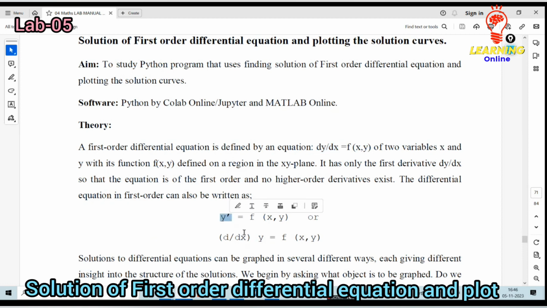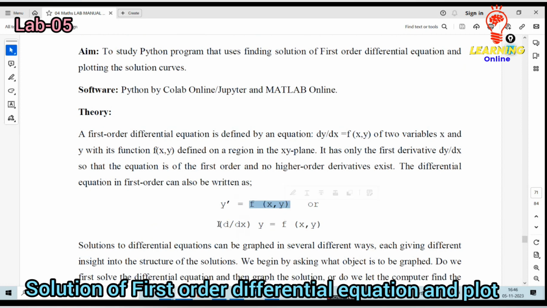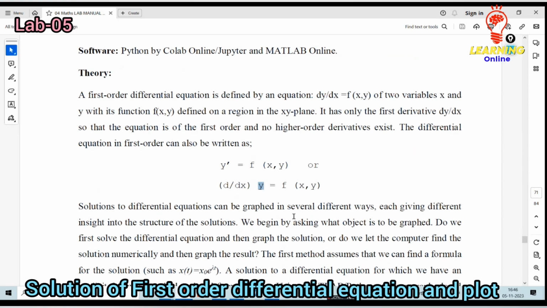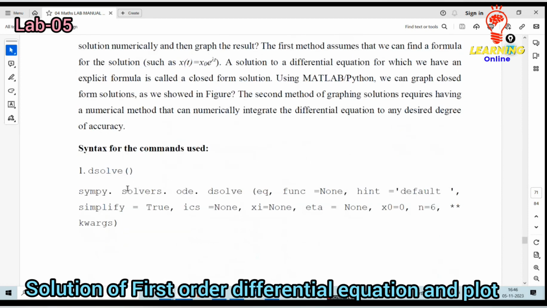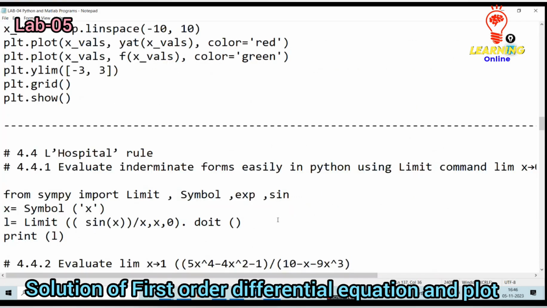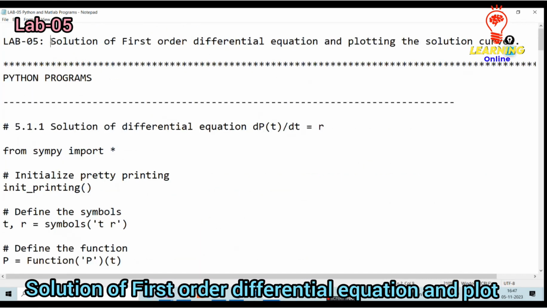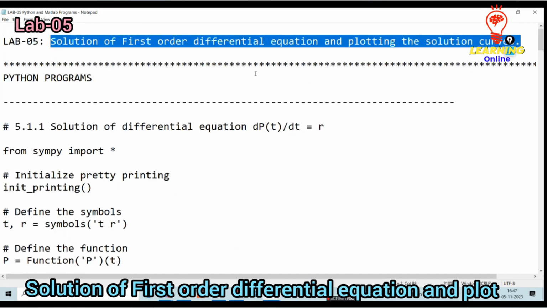That can be represented by y dash is equal to f of x, y, or dy upon dx is equal to f of x, y. This is the representation. Whatever syntax we use, dsolve, differentiation, derivative, we can discuss the same thing. Directly we can proceed to the lab execution itself: the solution of the first order differential expression and plotting the solution curve.